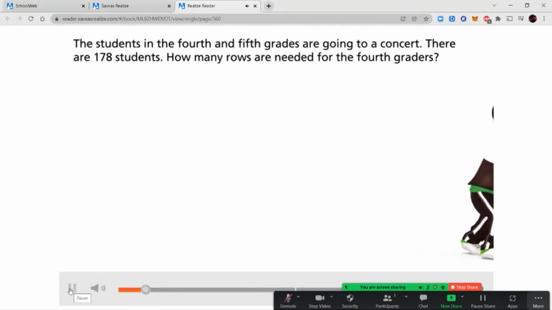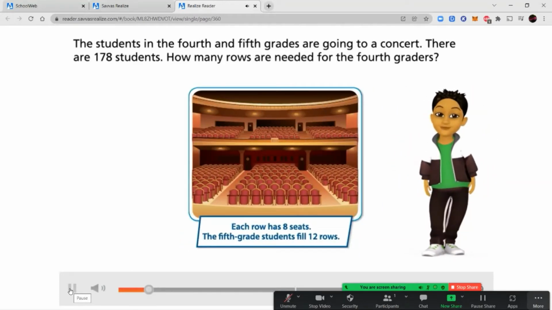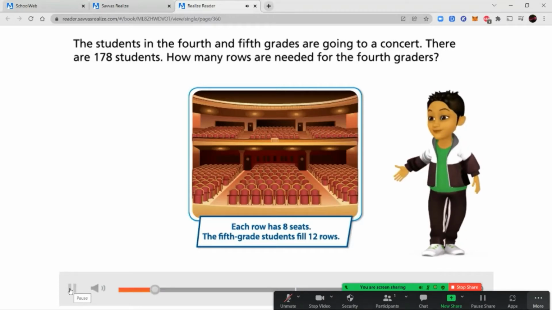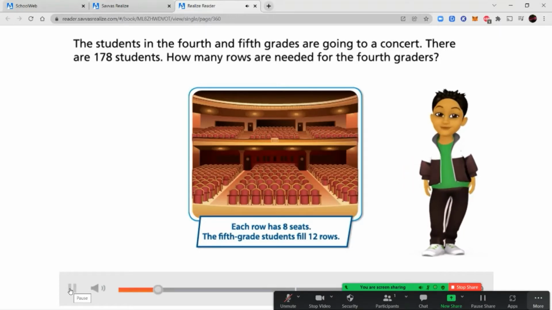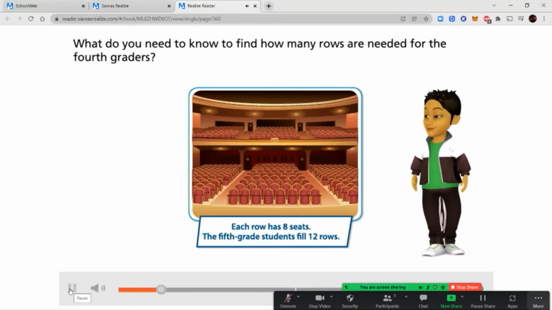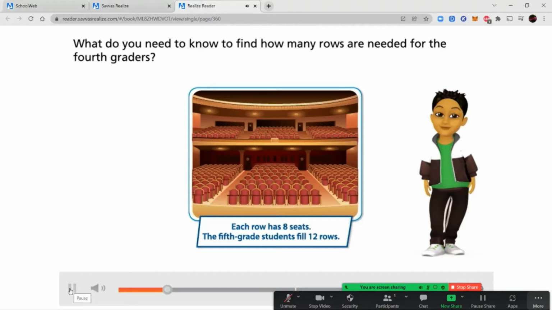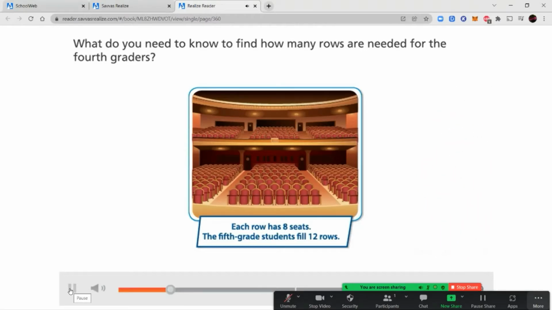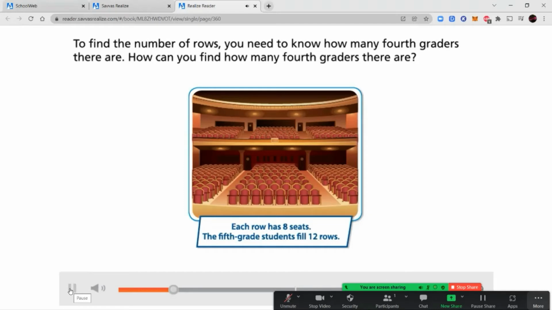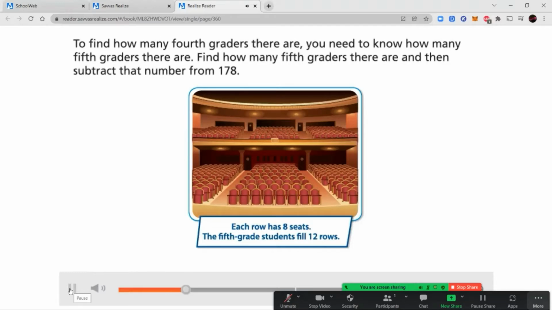The students in the 4th and 5th grades are going to a concert. There are 178 students. How many rows are needed for the 4th graders? What do you need to know to find how many rows are needed for the 4th graders? To find the number of rows, you need to know how many 4th graders there are. How can you find how many 4th graders there are? To find how many 4th graders there are, you need to know how many 5th graders there are. Find how many 5th graders there are, and then subtract that number from 178.